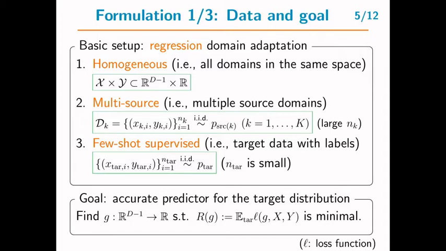Now I will explain our problem formulation. We focus on a regression domain adaptation problem where all the data sets appear in the same data space. We also assume that we have labeled data from multiple source domains, and we have lots of them. And also that we have few but labeled target domain data. Given these data, the goal is to make an accurate predictor for the target domain data distribution.